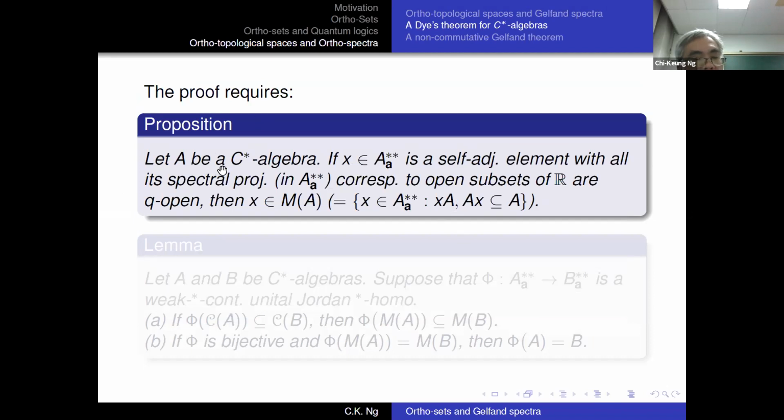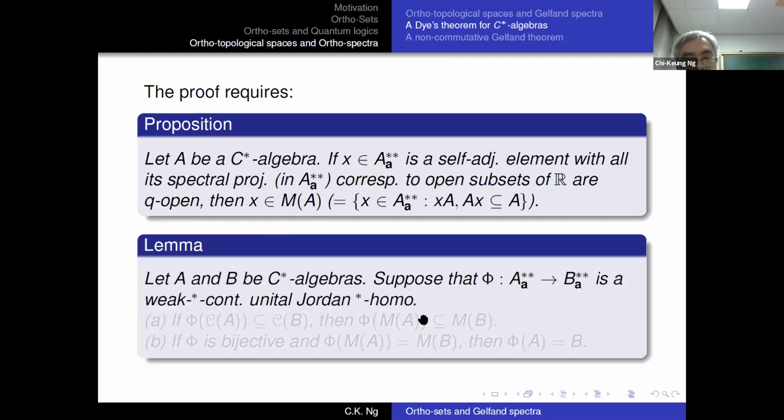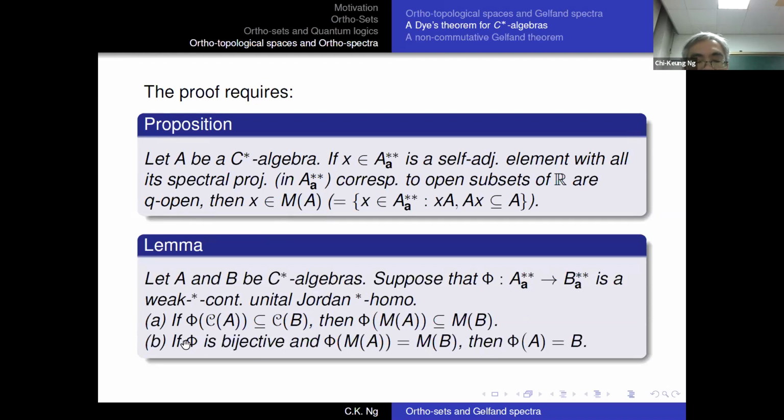The proof of that requires something like a result concerning how to describe elements of M(A) inside the atomic part of the bidual using spectral projection. And also we have the result like this. If we have phi which sends the atomic part of the bidual of A to the atomic part of the bidual of B, which is a weak star continuous Jordan star homomorphism, if it respects closed projections, sending Q-closed projections to Q-closed projections, then it will send M(A) to M(B). If phi is bijective and sending M(A) onto M(B), then it sends A to B.